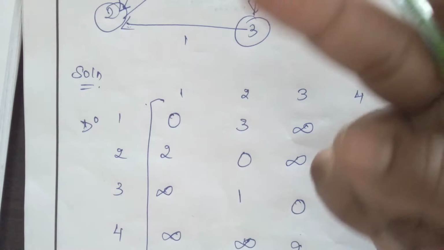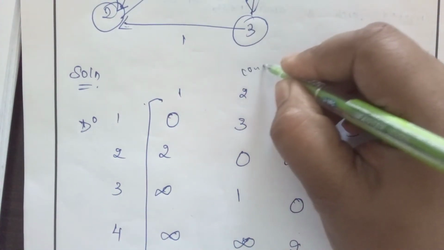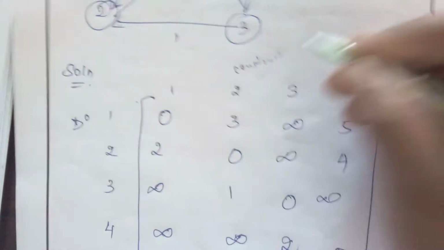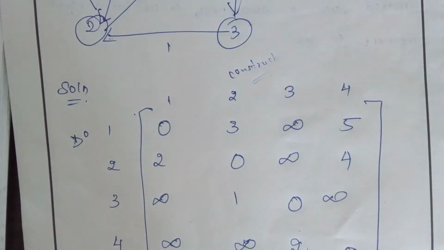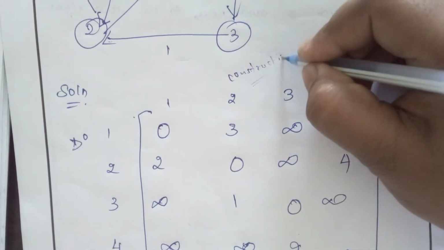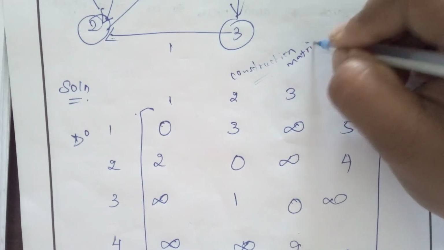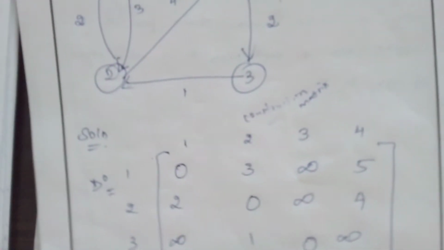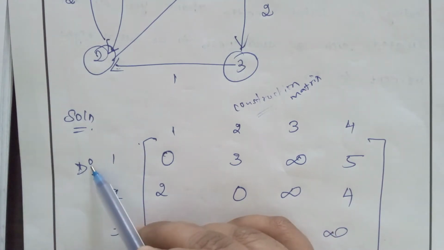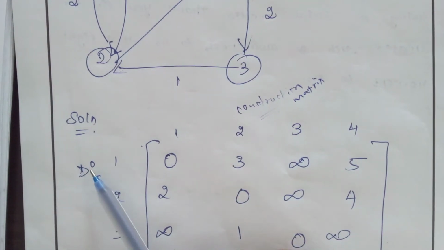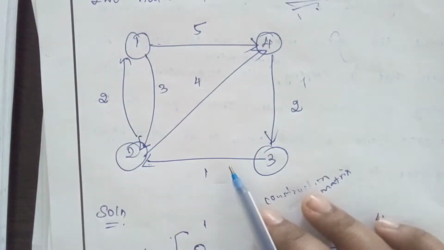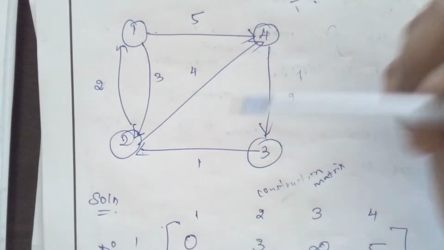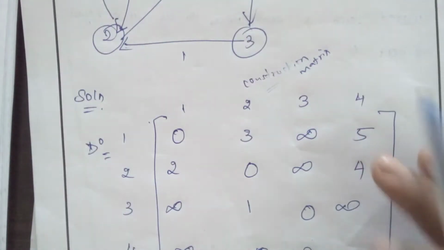The first thing is that we have to construct the matrix. That is a very important one. Now I am going with D0, D power 0, which is the initial matrix. I have the graph here, and I am representing it in matrix form. See how I am representing it.